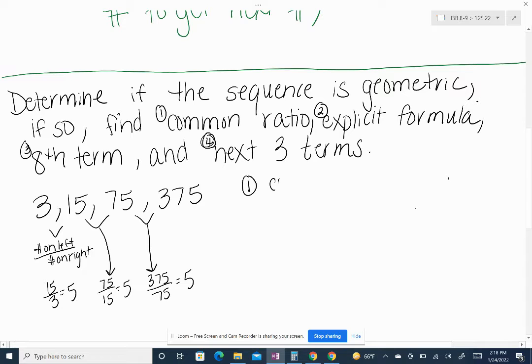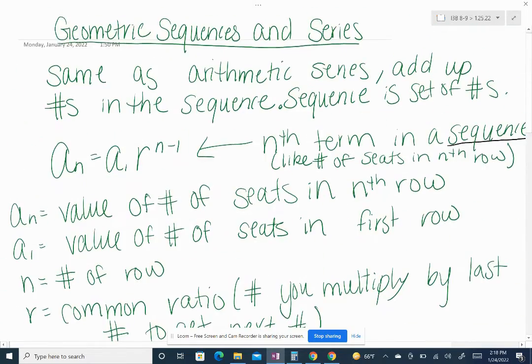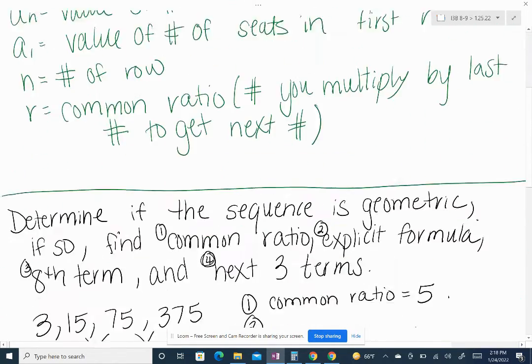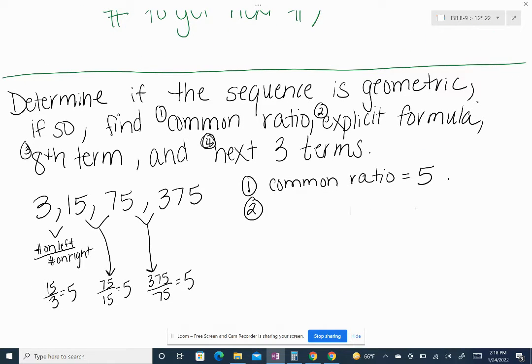So number 1 that we're looking for, the common ratio, is equal to 5. Okay, number 2 is our explicit formula. We saw it up here: A of n equals A of 1 times r to the n minus 1. So I'm going to rewrite the generic one. A of n is equal to A of 1 times r to the n minus 1. We don't know what our nth term is, but we know our first term is 3. This is the very first term we have in our sequence. Times r, and we know our r is 5. We found that in the last one. To the n minus 1.